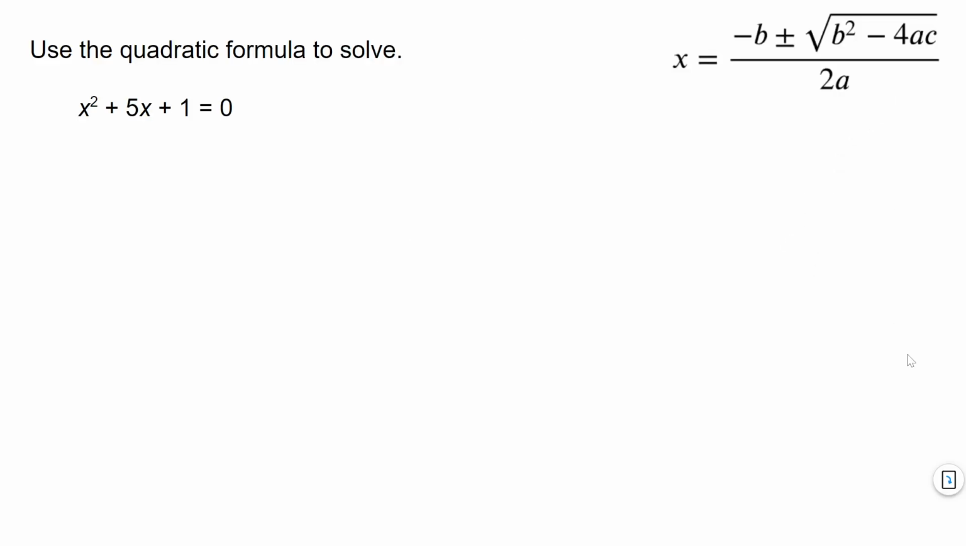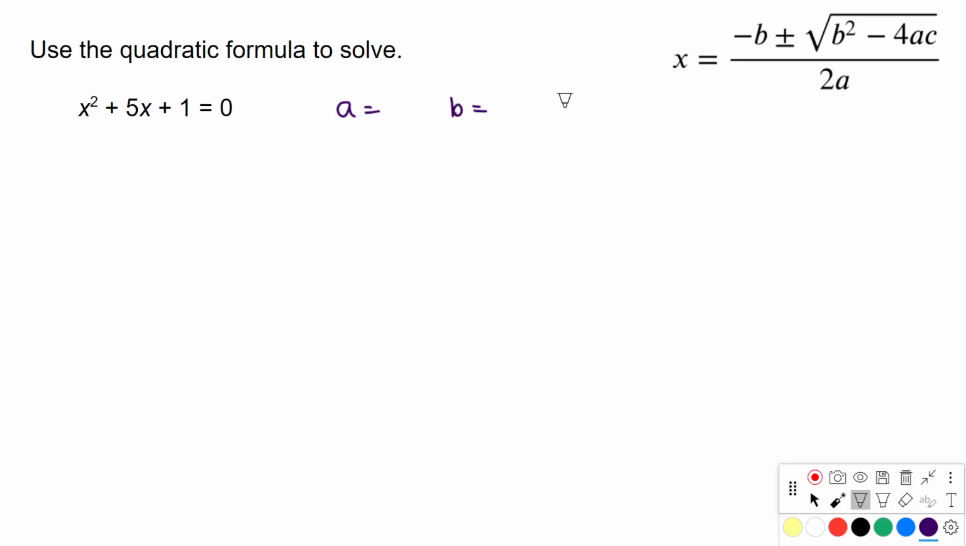I have the formula up in the corner for us to refer to for setting it up. And I would recommend taking the time to identify your a value, your b value, and your c value. The a value, I don't see a coefficient in front of x squared. Remember, if you do not see a coefficient, that coefficient is 1. The b value is 5, and the c value, the constant, is 1. So now I have my a, my b, and my c, and I can replace the a, b, and c in the formula with these values.